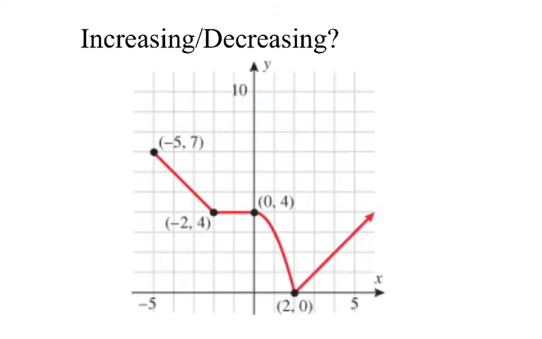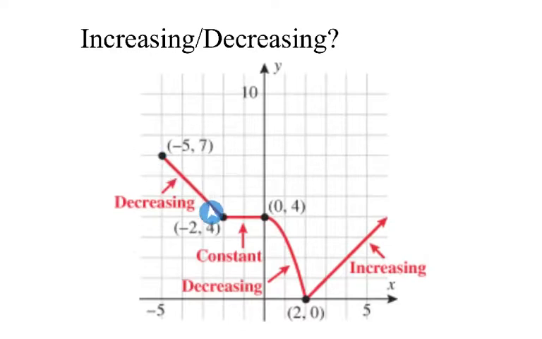So let's look at these. When is it increasing? When is it decreasing? At this first part here, as I read from left to right, it's going down. This is doing something weird. What's up with that? It doesn't seem to be increasing or decreasing. This one's going down, it's decreasing. Then this one's going back up again. It's increasing. All right, and this one is decreasing.